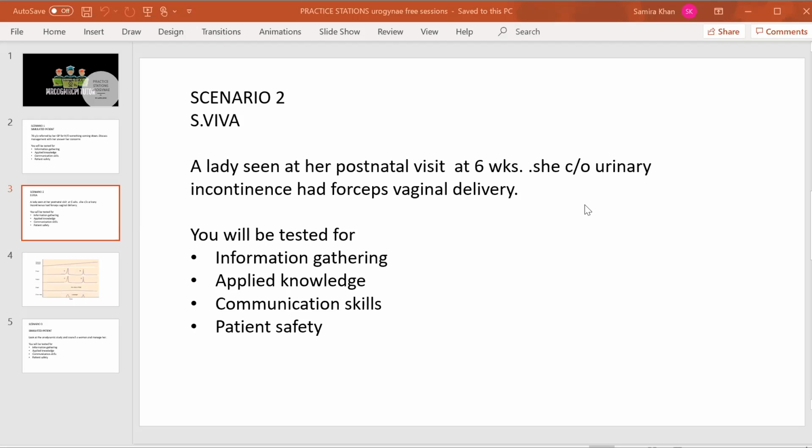Is there any safety point, Bushra, which I am forgetting? BMI, to ask about the BMI. Yeah. What information do you need from the patient? Asking about BMI is also important. And whether she has enough support at home, because after delivery.